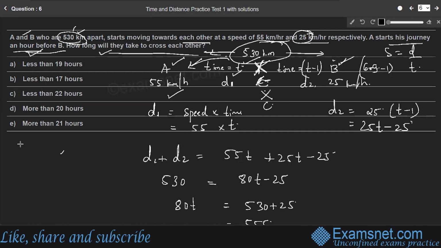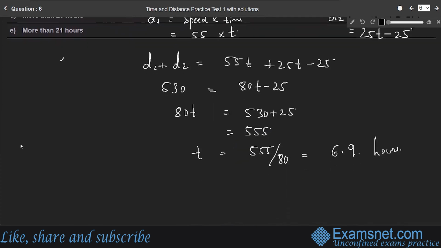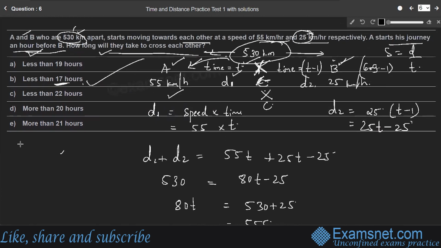According to the options, it is less than some value. Here the value is 17 hours. They take less than 17 hours to cross each other, right? B takes 5.9 something hours, whereas A takes 6.9 something hours. So they take less than 17 hours to cross each other. So option B is the right answer.